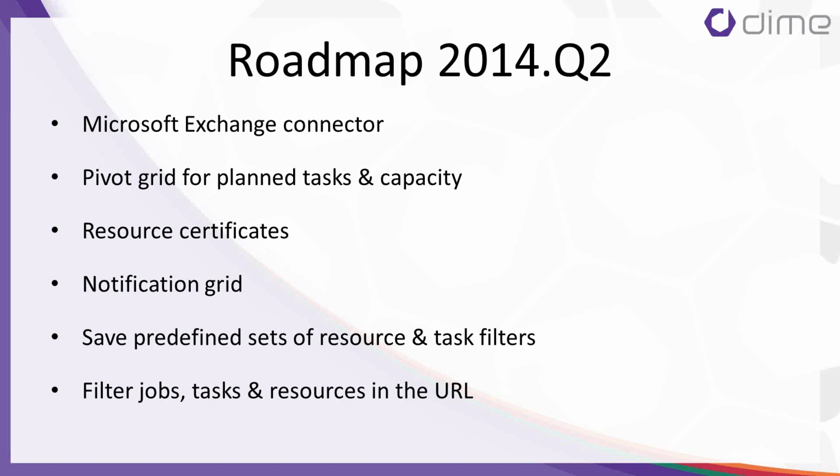And you will be able to filter on jobs, on tasks, on resources directly from the URL. So you will be able, for example, to open the application from NAV with a specific parameter in the URL, and then the application would only show a specific part of the planning. So that's all scheduled for our next release, which will be mid-July of this year.